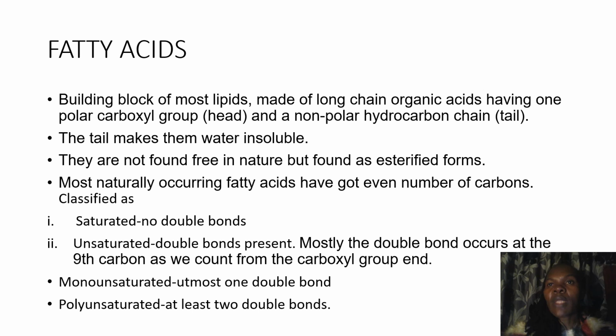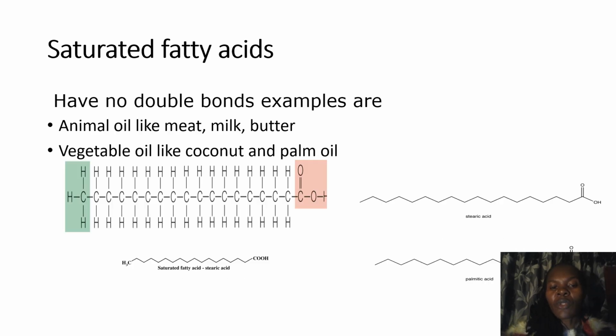We are going to see an example of such and how to draw them. And then for the unsaturated, there is a double bond. But still under unsaturated, we have the monounsaturated and the polyunsaturated, of which the monounsaturated will always have at most a bond, as the polyunsaturated will have 2 or more, or at least 2.